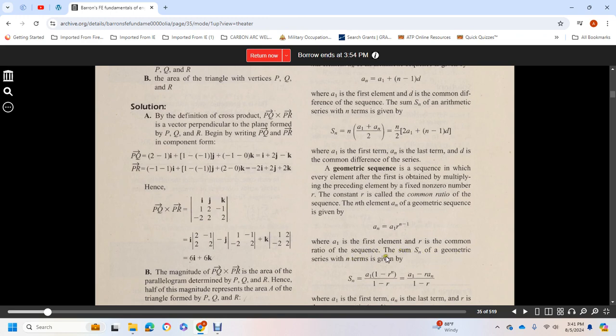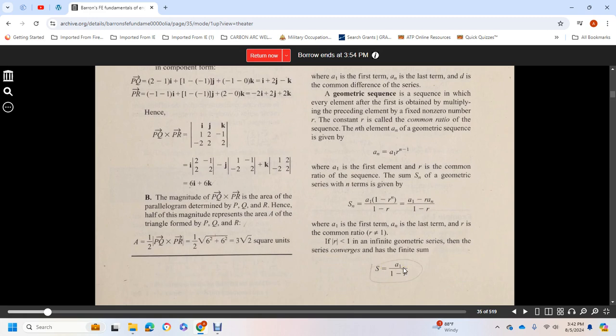The sum of the n terms of the geometric series is given by the sum equals a1 times 1 minus r to the n over 1 minus r, or equivalently a1 minus r times an over 1 minus r, where a1 is the first term, an is the last term, and r is the common ratio. The ratio is not equal to 1.